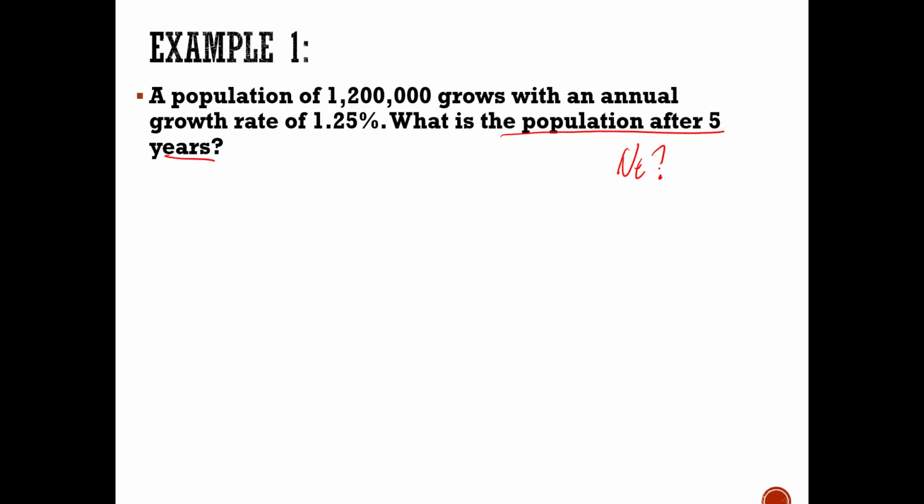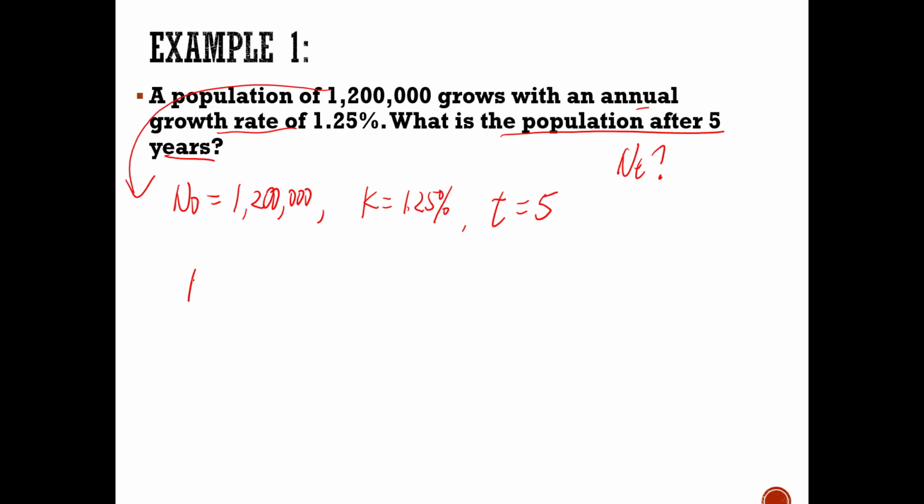Now what's given here is 1.2 million. This is what we call N0, the initial population. Okay, so 1,200,000. We are also given the annual growth rate, k, that's 1.25%. And then we also know time t, that's 5 years. So it's after 5 years. Now in the formula we actually have 4 variables. If you know any 3 variables, we'll be able to solve for the missing one.